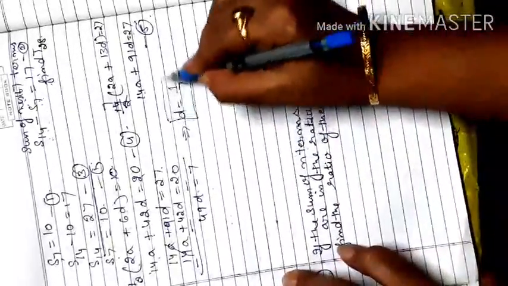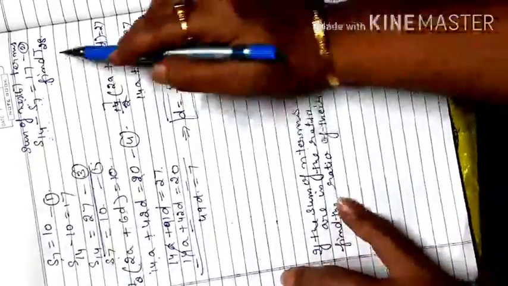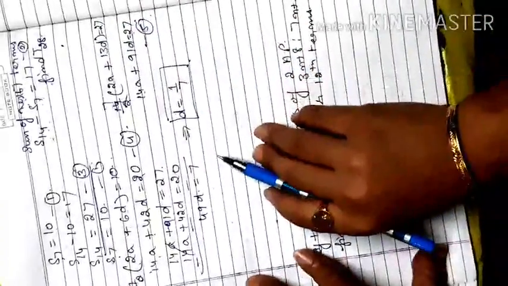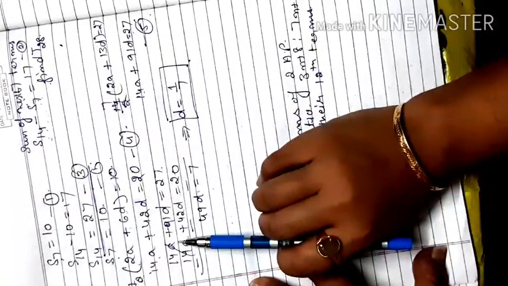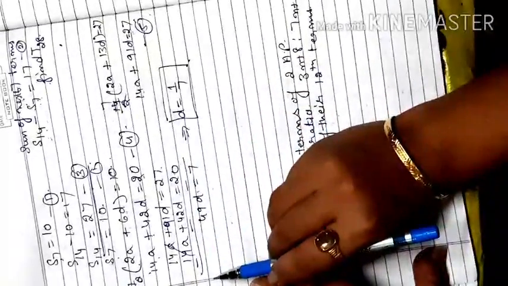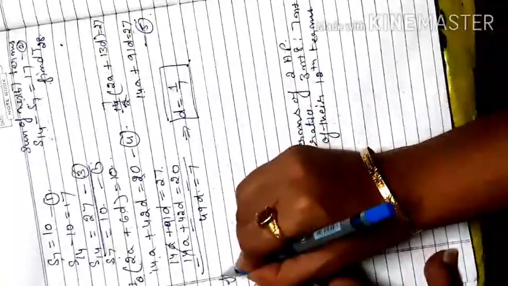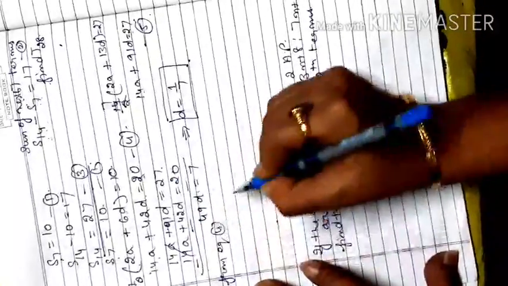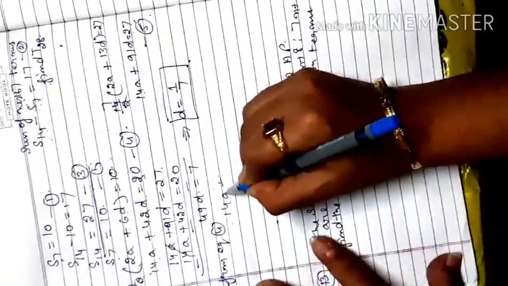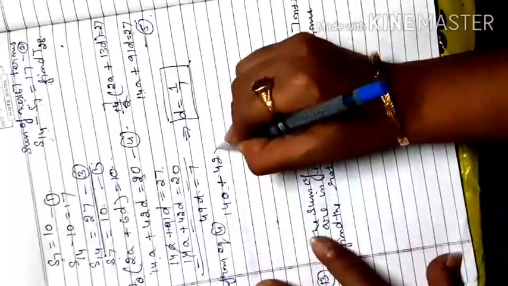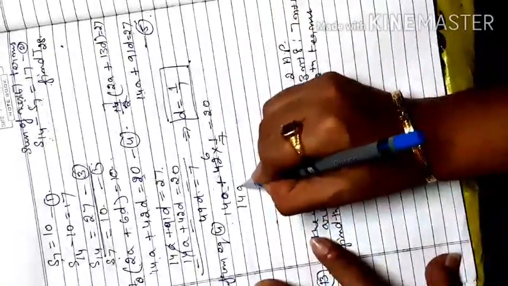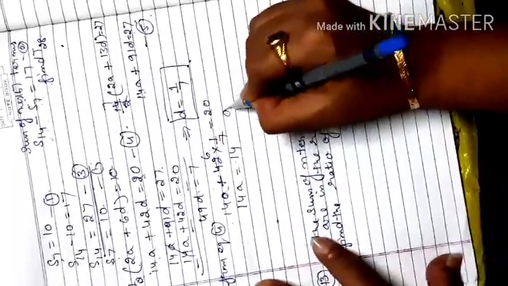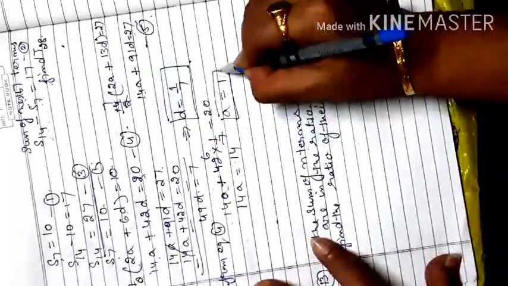So my d value is now 1 by 7, but I need the a value also to find the 28th term. For finding the a value, I can use any of the two equations and apply d is equal to 1 by 7. Better I go with the fourth equation, that will be easier. From equation 4, that is 14a plus 42 into 1 by 7 is equal to 20. So that means 14a, 20 minus 6 is 14. Ultimately I got the a value as 1.